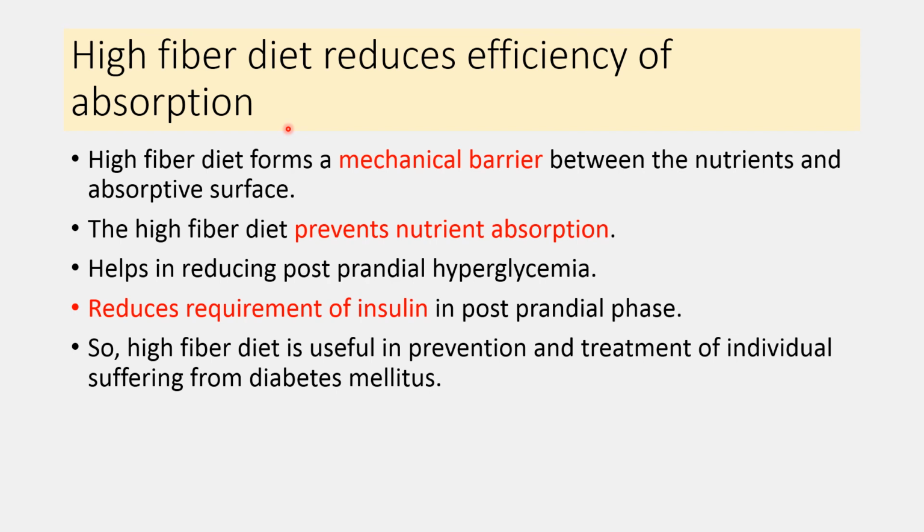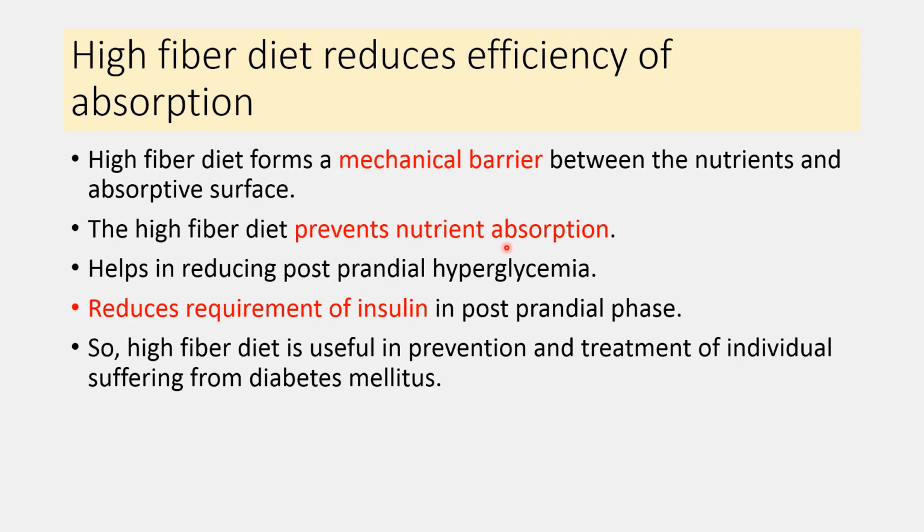High fiber diet reduces efficiency of the absorption of nutrients in the small intestine and large intestine. It forms a mechanical barrier between the nutrients and the absorptive surface, and this mechanical barrier prevents absorption of the nutrients.